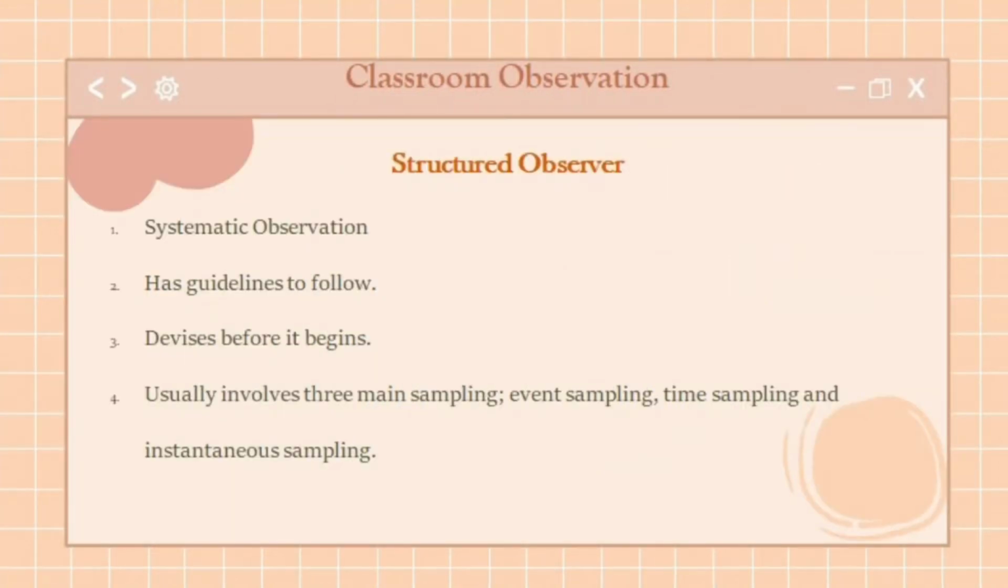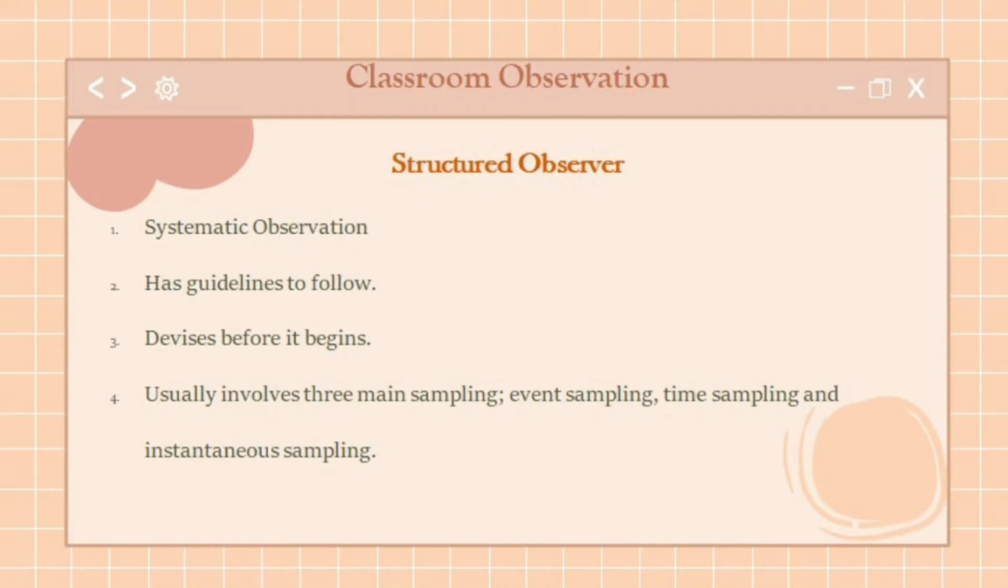Now we will continue to the third type of classroom observation, which is structured observer. So structured observer is a systematic observation because it has guidelines to follow. It is devised before the study starts as it has formulated rules for the observations and recording of behavior. A structured observer usually involves three main sampling, which include event sampling, time sampling, and instantaneous sampling.